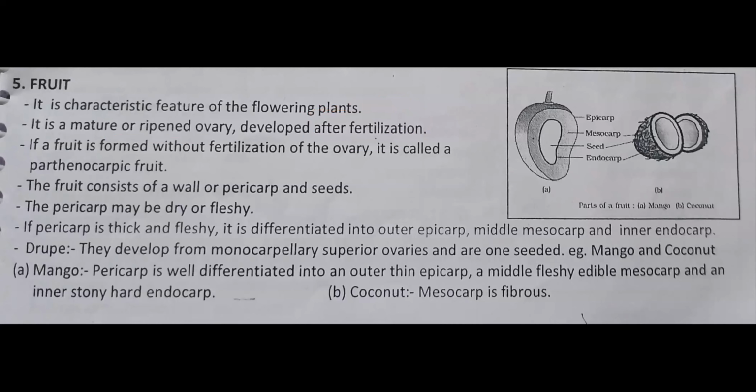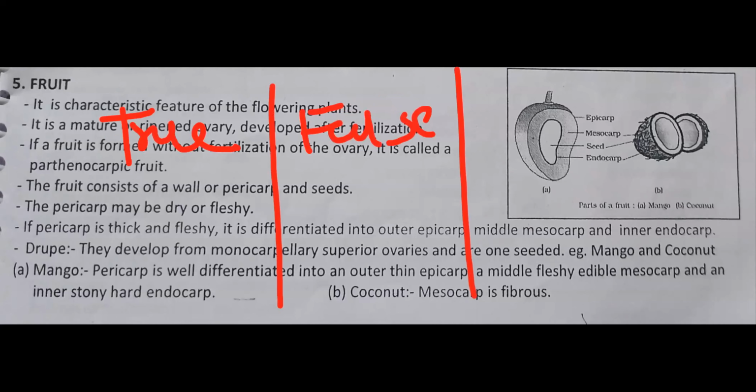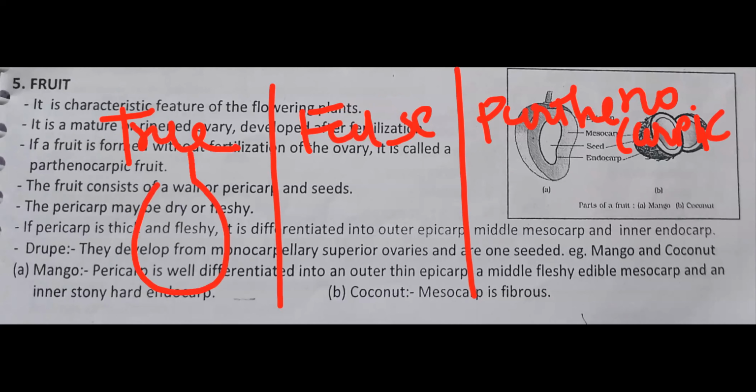Next, type of the fruit. See, it may be the true fruit, false fruit, and parthenocarpic fruit. True fruit meaning what? We know the ovary converts into fruit, and that is the main edible part, right? So if fruit develops from the ovary, which is the edible part, we call it the true fruit.